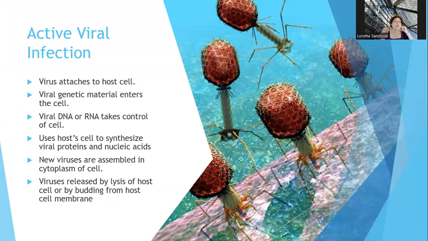So in an active viral infection, the virus attaches to the host cell and injects or somehow gets its genetic material into your cell. The viral DNA or RNA takes control of the cell, and it uses the cell to synthesize the viral proteins and nucleic acids. Then new viruses are assembled in the cytoplasm of the cell, and the viruses are released by lysis of the host cell or budding from the host cell membrane, and they effectively kill the cell upon leaving it.